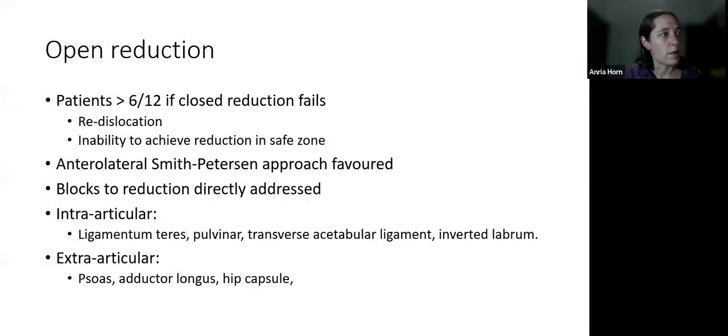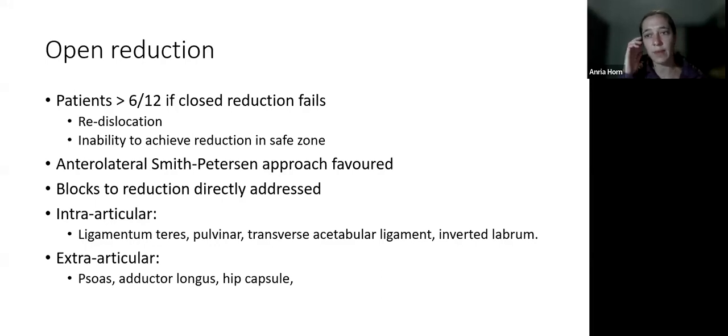Okay, so good. Yes, open reduction. Patients older than 6 months usually wait until they're a year, just so that they're bigger. So if the closed reduction fails, for redislocation or inability to achieve a reduction in the safe zone, which is 60 degrees or less of abduction, I prefer the anterolateral approach, which is actually the Salter approach, because you do an iliac split, an iliac hypophyseal split as well, in order to access the hip properly.